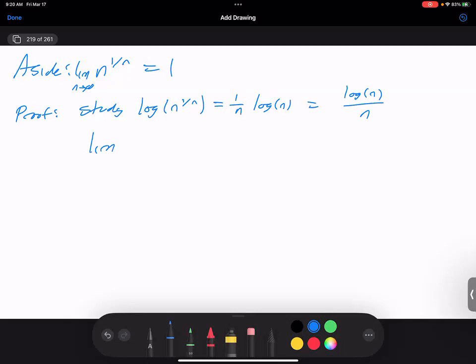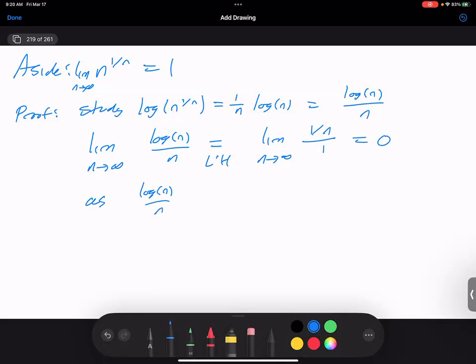And so if we take the limit as n goes to infinity of the log of n over n, how would we handle that? So as n goes to infinity, what does the log of n go to? Infinity. And n goes to infinity. So we have infinity over infinity. What should we use? L'Hopital. So you can L'Hopital it. And this would be the same as the limit as n goes to infinity. The derivative of the natural log of n is just 1 over n. The derivative of n is just 1. So that limit is 0. So as the log of n over n goes to 0, the exponential of the log of n over n, which is just n to the 1 over n, goes to 1.